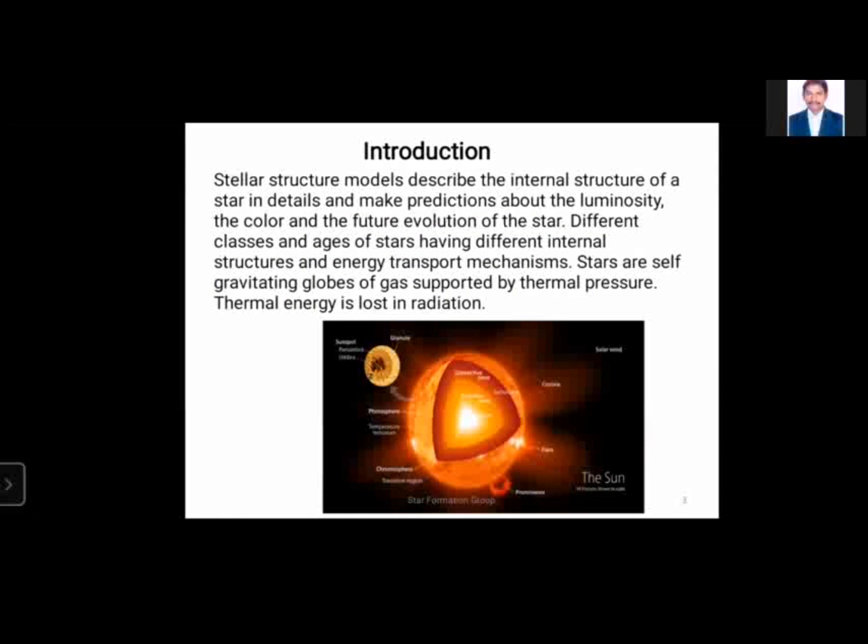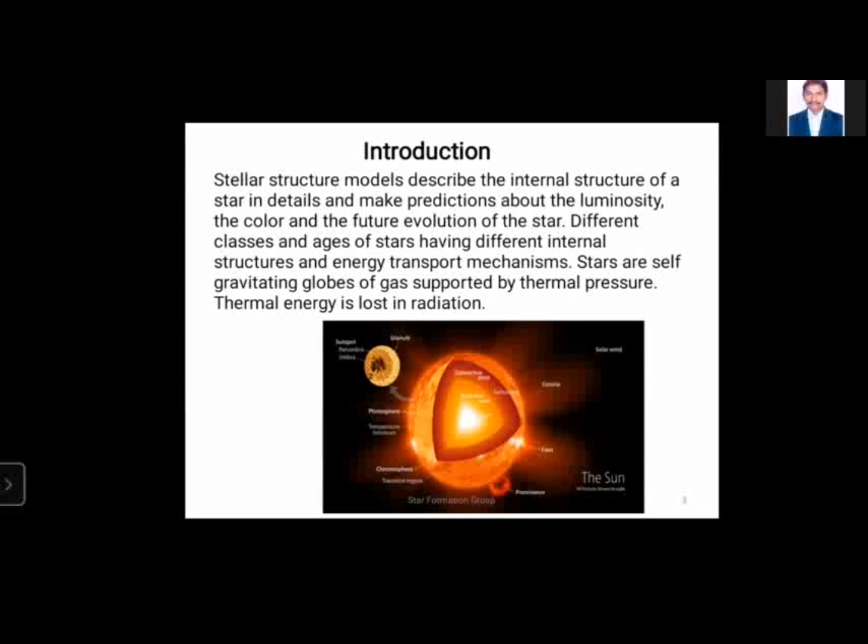Stellar structure is the internal structure of stars, which gives information about luminosity, color, and future evolution of the star. Internal structure is different for different classes and ages of stars, having different energy transport mechanisms. This figure shows the cross section of the Sun having four main layers.